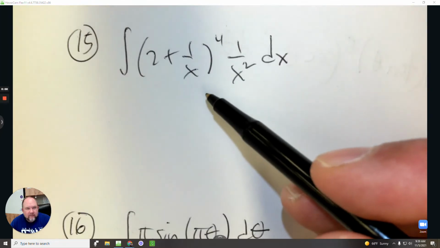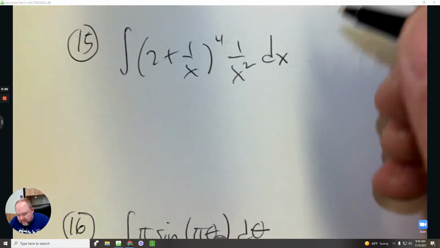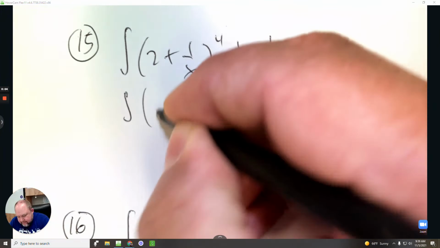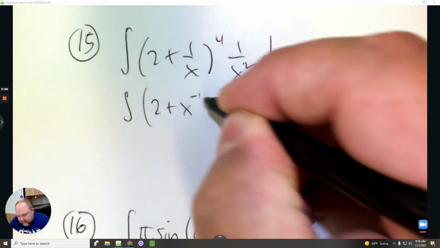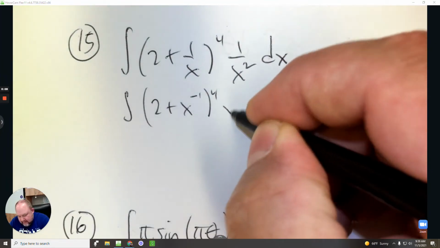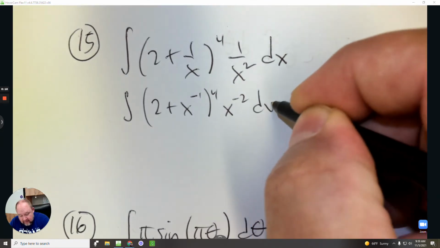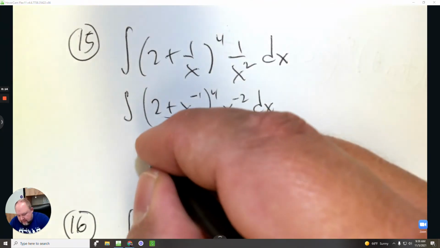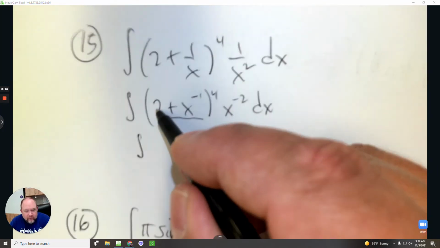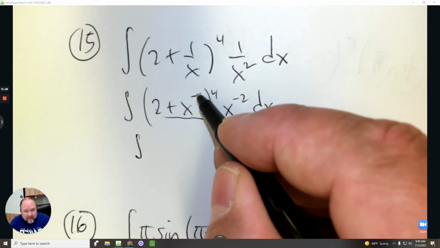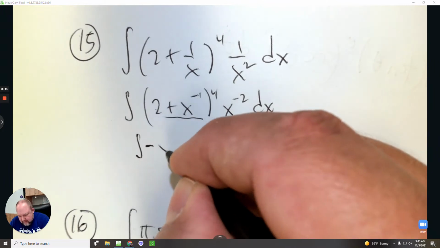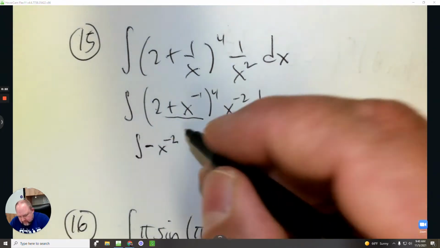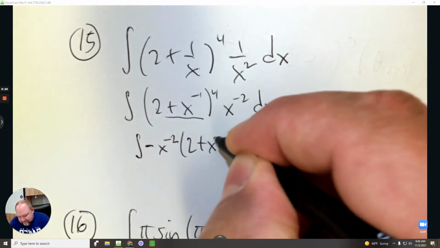All right, here's question number 15. We're going to write this calculus friendly. So 2 plus x to the negative 1, and then x to the negative 2 dx. The hook comes from inside the parentheses. The derivative of 2 is 0, but the derivative of x to the negative 1 is negative x to the negative 2. That's the hook I need.